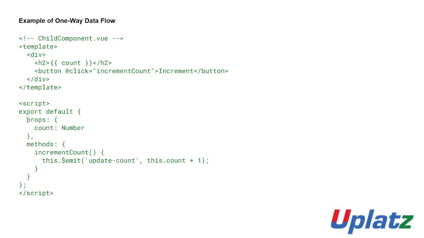Now script, export default, then the object, open props property. It has an object, count number. And methods; within the methods property, there is an object and it has one function, increment count, and it says this dot emit. What emit? Update count, update hyphen count, and the value is this count plus 1.